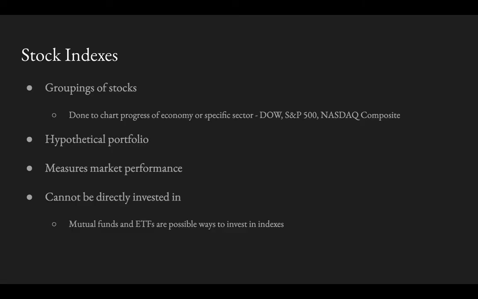So, stock indexes are groupings of stocks, and they are done to chart the progress of the economy or a specific sector. The three most common stock indexes that you've probably heard of are the Dow Jones, the S&P 500, and the Nasdaq Composite. Basically, they're hypothetical portfolios that measure market performance.